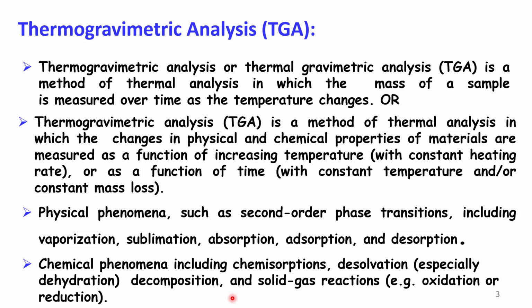Such physical and chemical changes due to thermal variations can be determined by using the TGA. So the TGA is a very important characterization technique to record or detect the physical and chemical changes due to the thermal variations of any material.